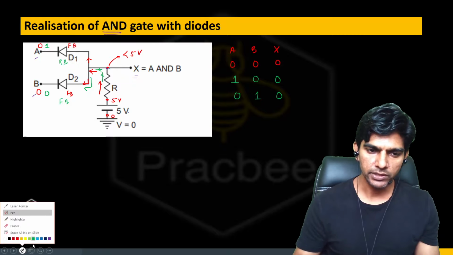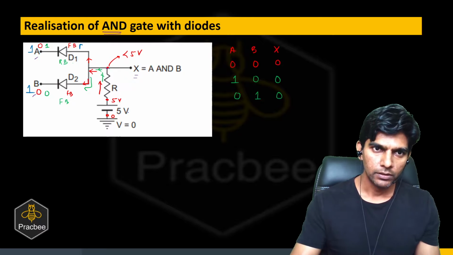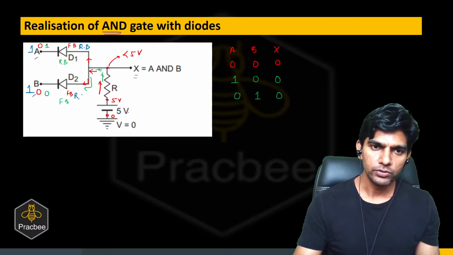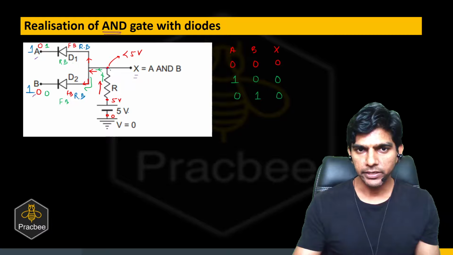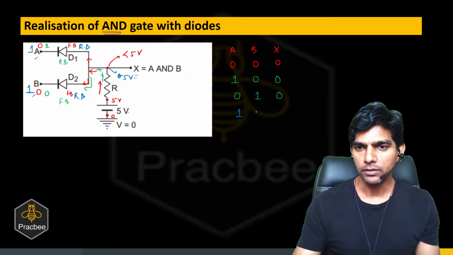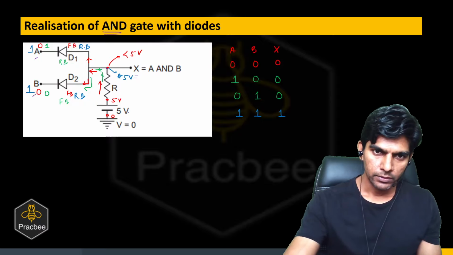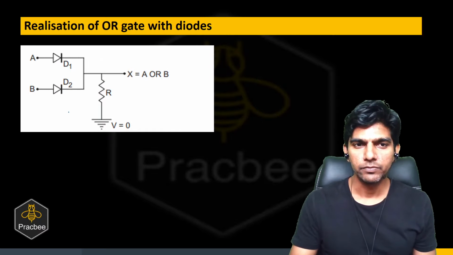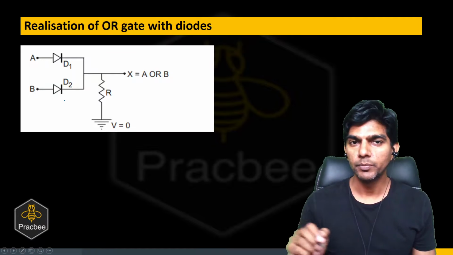But what happens if both the inputs are high? If both the inputs are high, then both the diodes will be reverse biased. If both the diodes are reverse biased, in that case, there will be no current supplied by the battery. So the voltage at the output will be nothing but 5 volts. So we can say we are having a high voltage. So 1 and 1 will give 1. So that we have to remember. So if we have 2 diodes which are connected like this and there is no battery, now this circuit will behave like an OR gate.